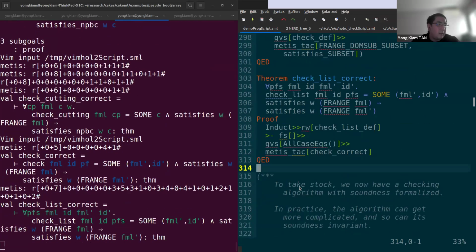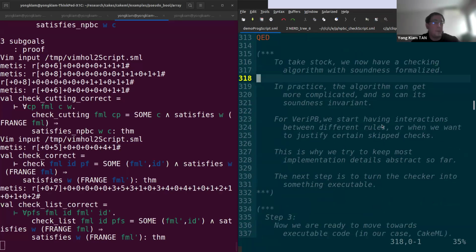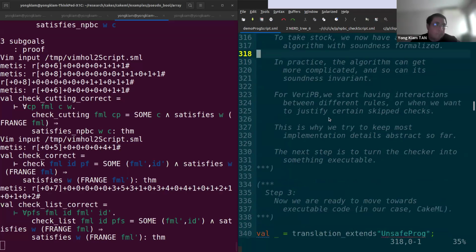I've written down the main points as to what we have done so far. We have formalized an abstract checking algorithm and the soundness for it. In practice, the algorithm and the proof are a little bit more complicated than what's shown here. You have to have some kind of soundness invariant, for example in dominance. The point here is more to keep details abstract and on the mathematical side.